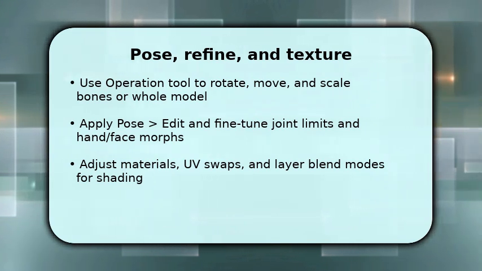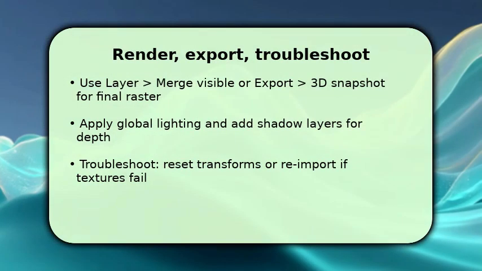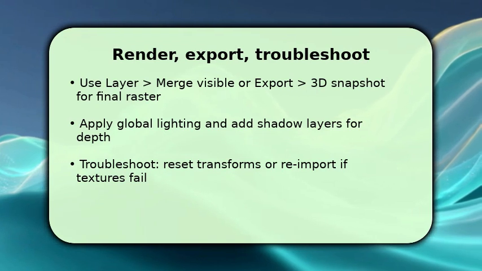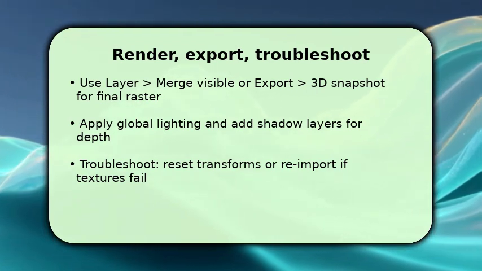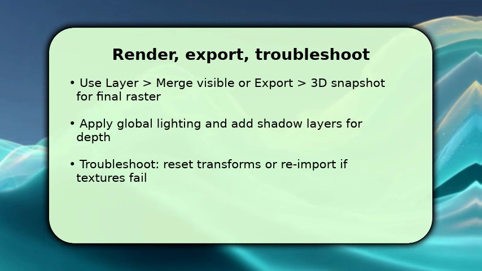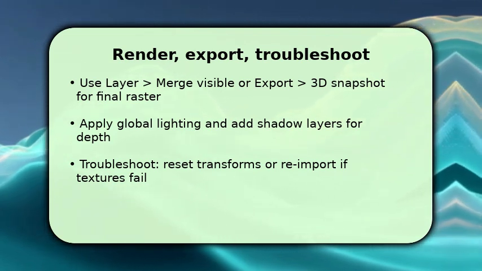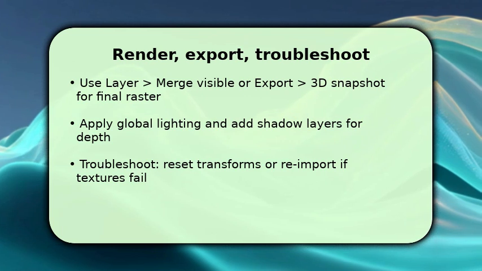To finish, render a snapshot or merge visible to rasterize the 3D into paint layers. This lets you paint over highlights and shadows. Apply global lighting tweaks and add separate shadow layers to increase depth. Then lock the merged layer and continue painting.